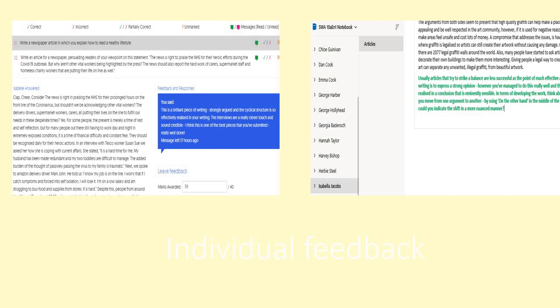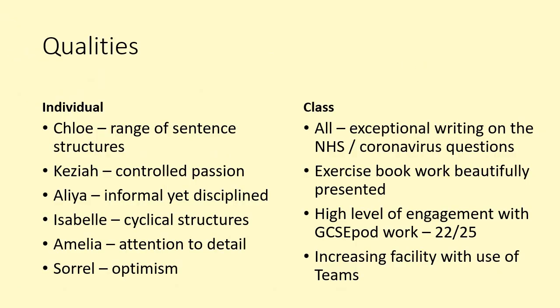Where people have submitted the work on Microsoft Teams, I've been able to put comments, which I've done in green pen as per usual, on your work for you to have a look at and consider. So there's 2 elements of this: the individual feedback I've given you, and the whole class feedback that's coming now. When we look at that, there are some real qualities and strengths in this work. I picked out 6 people whose work I thought was particularly good, and the reasons for that.